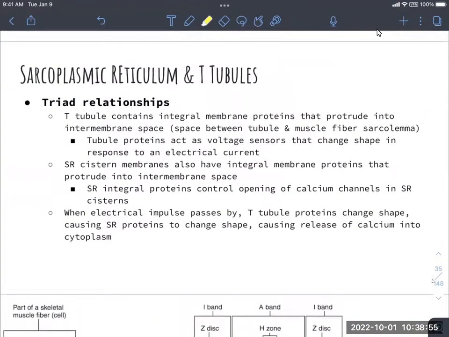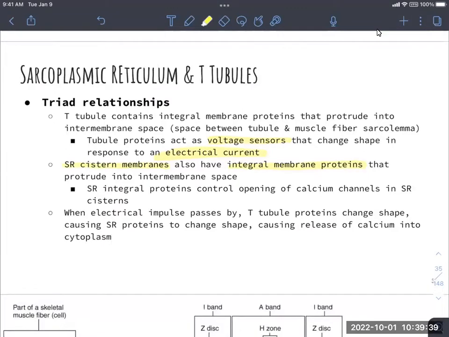So what does that triad relationship do? They kind of act as voltage sensors. And as I mentioned before, when nerves communicate with muscles, it's through electricity. So they're going to change their shape in response to an electrical current, which is when a nerve is communicating with a muscle. Those sarcoplasmic reticulum cistern membranes have different proteins. They have integral membrane proteins, so they go into that intermembrane space.